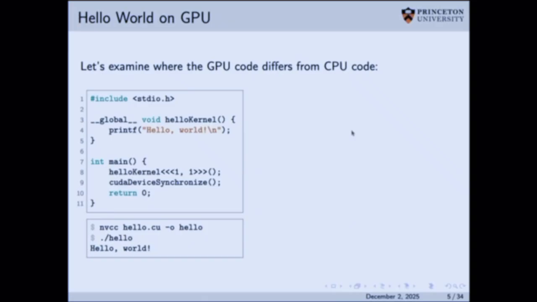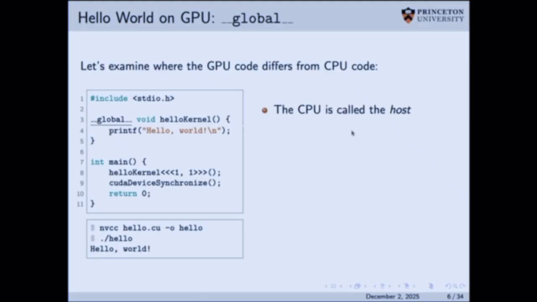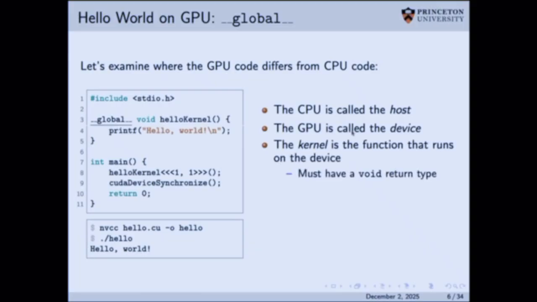The first main difference you might notice is this global keyword. To really understand what this means, I'm going to introduce some terminology. In GPU programming, we call the CPU the host, because the CPU is kind of the orchestrator, as Professor Martonosi put it, that orchestrates when we call the GPU, how to read in the data, stuff like that. The GPU is then called the device, and the kernel is the function that has to run on the device. So we call the kernel from the CPU code, and then it starts running on the GPU.